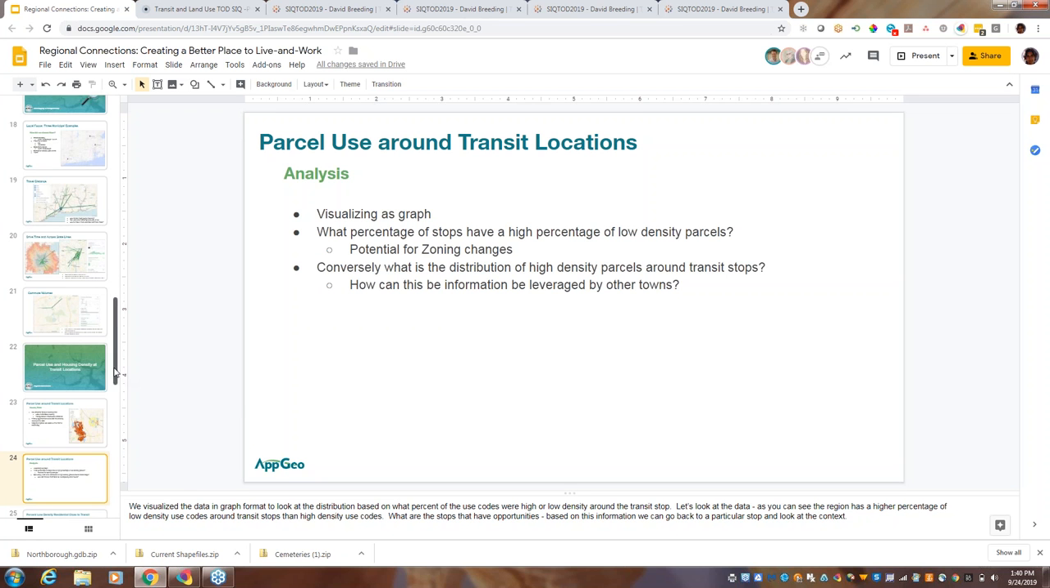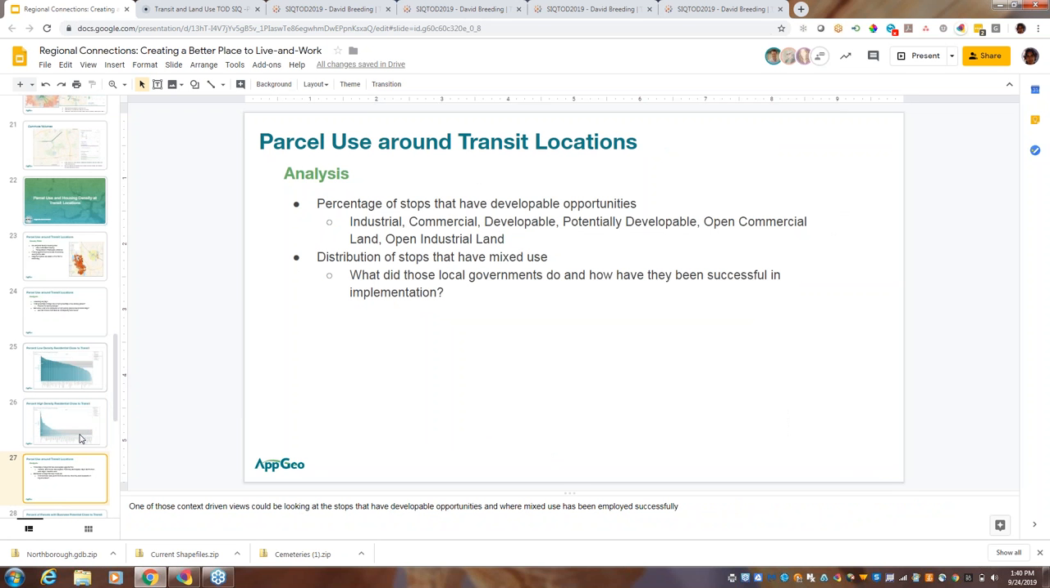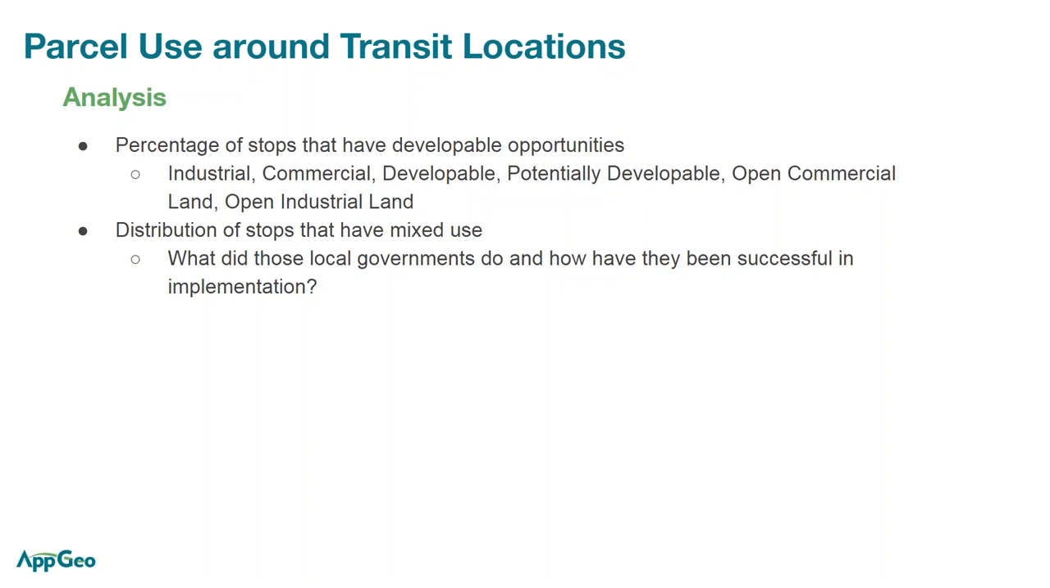So just going back to my presentation, I want to talk about how this information can then lead to more opportunities for looking at what questions you can ask of this. I'm just going to present this, sorry. So one of the context-driven views could be looking at the stops that have developable opportunities, and then also where the mixed-use parcels are. What this gives you is how the local governments use the mixed-use parcels and how they have explored that opportunity and made that available, or what the developable opportunities are and where those are. And for that, we've essentially looked at the commercial or the developable or the industrial use codes and aggregated those. So these are the kind of questions that you can ask of the data.